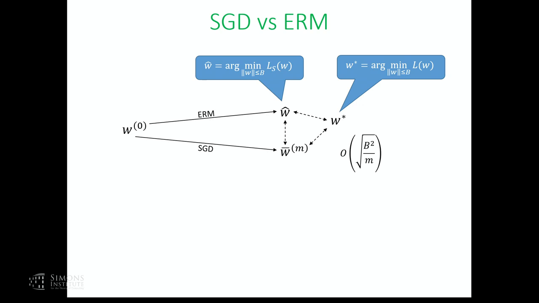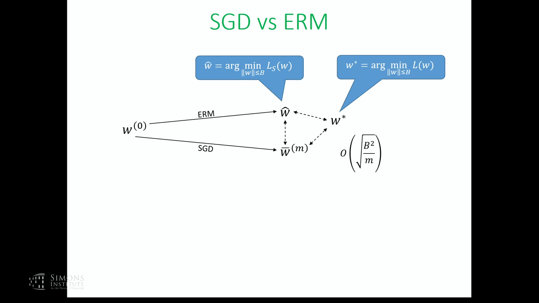Okay? If we run stochastic gradient descent, one pass stochastic gradient descent, it's not that we're going to get to the same point here. We're actually going to get to a point that's also square root of b squared over m away from w hat, from the ERM. So we're actually going to be pretty far from the ERM. But we're going to be as close to w star, which is what we care about. So we get to within this neighborhood of w star.